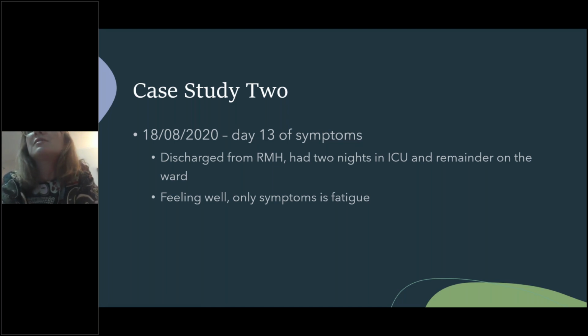She had spent 2 nights in intensive care. She was not intubated, and then spent the remainder on the ward. She was feeling pretty well, with the only symptom really being fatigue.